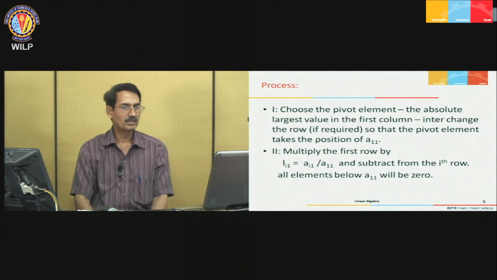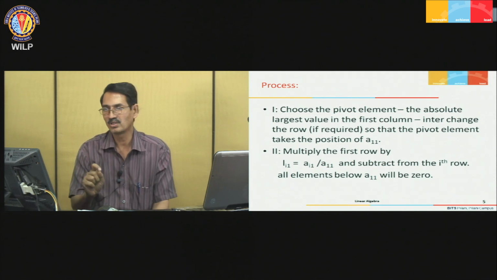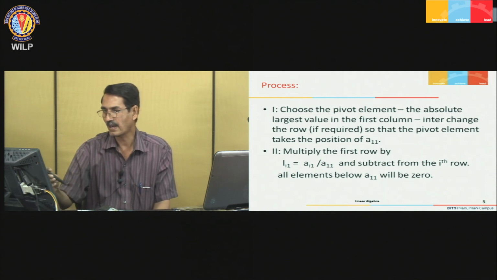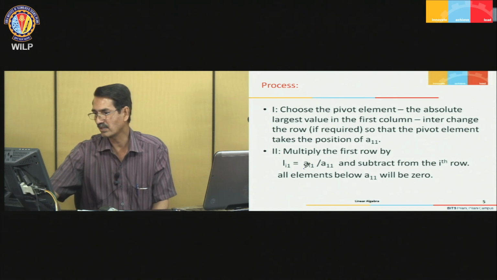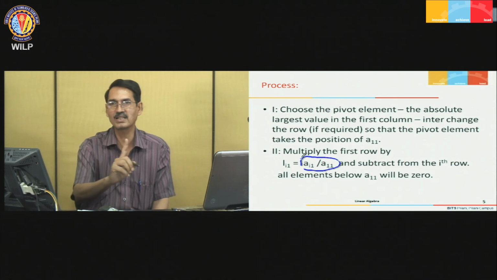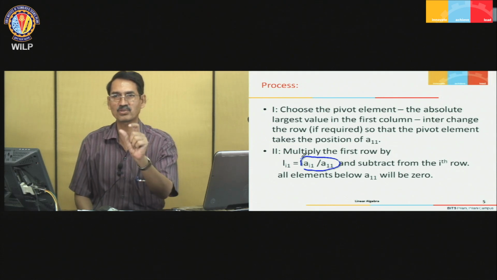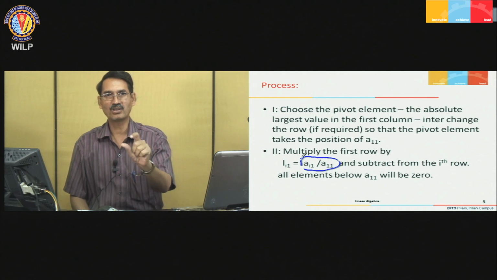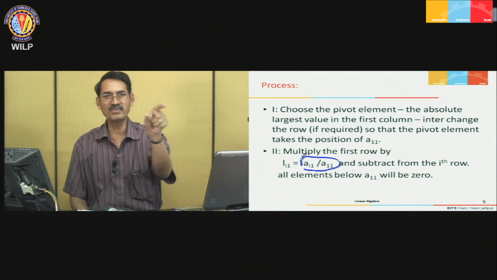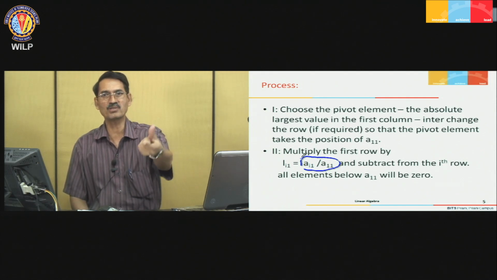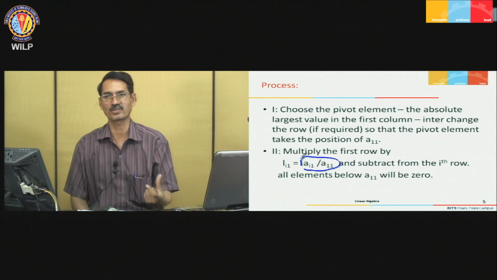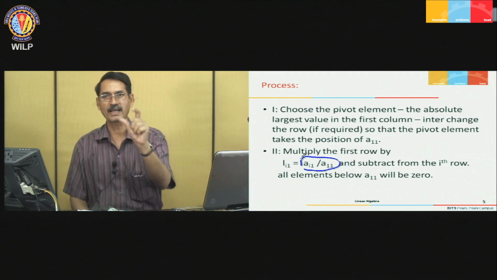Okay. Then multiply the first row by Ai1 over A11. Remember here A11, the numerically largest value, should always be different from 0. Why should it be different from 0? Because you are having n equations, n unknowns. So, even if A11 is 0, look at A21 or A31 or An1. Out of these, one element has to be different from 0 because it is n equations and n unknowns. Therefore, you can assume that the pivot element has to be different from 0.